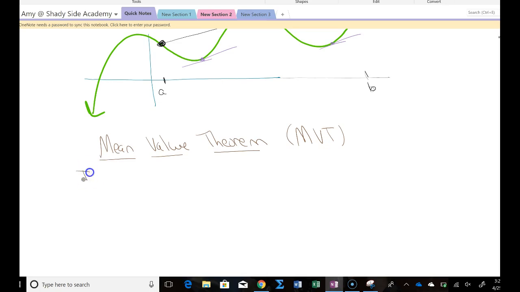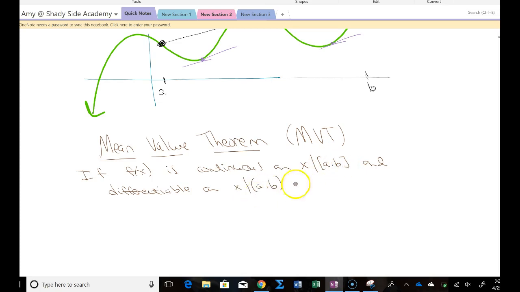It says, if f of x is continuous on some closed interval from a to b and differentiable on that same interval from a to b, but open. I'll talk about the distinction in a minute.